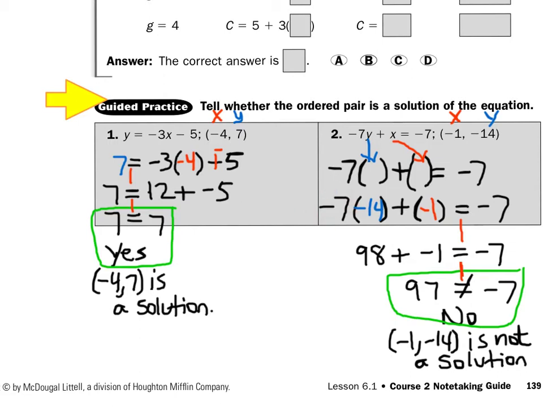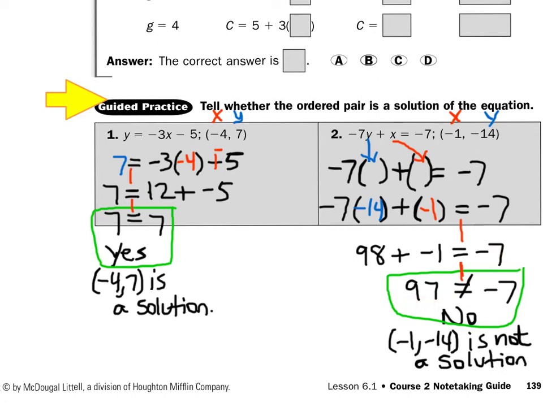So I have negative 7 times negative 14 plus negative 1. Does that equal negative 7? Well, negative 7 times negative 14 made positive 98. I brought down the plus, I brought down the negative 1, I brought down the equal sign, I brought down the negative 7. And now just add that. 98 plus negative 1 makes 97. And then bring down the equal sign and bring down the negative 7.